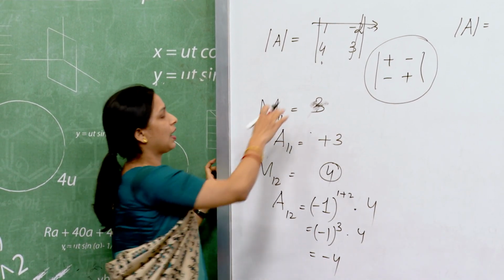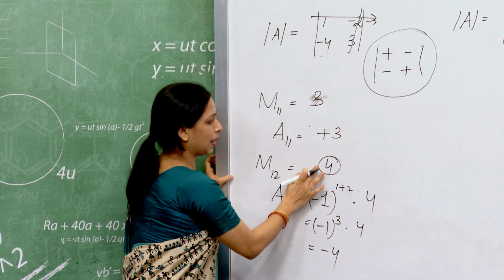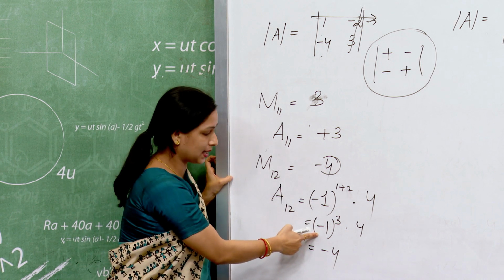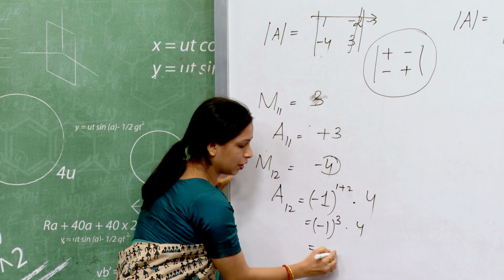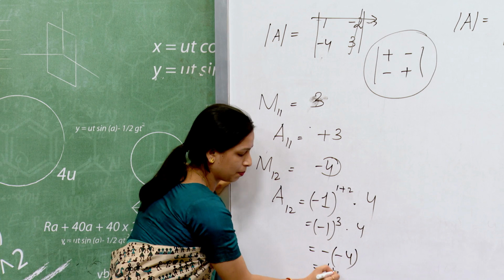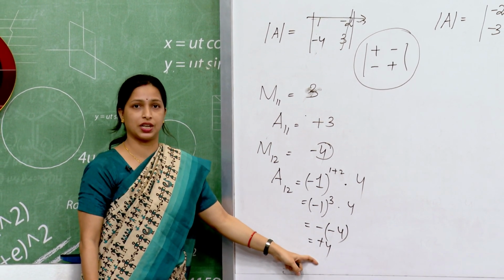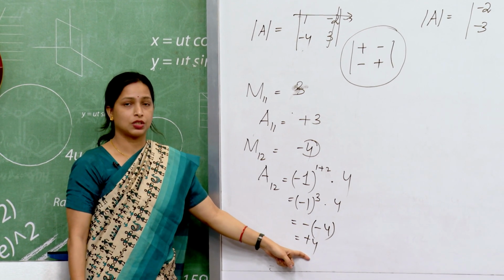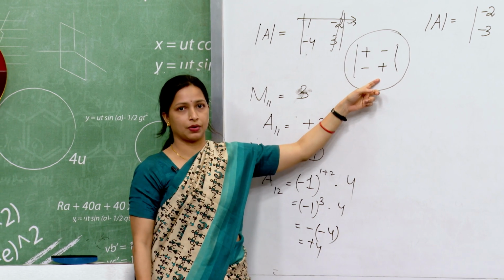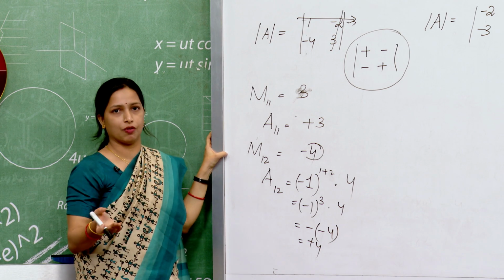Now, remember, if the minor had been minus 4, but the cofactor sign says minus, so now it will turn to minus into minus 4, which is plus 4. So, the minor was minus 4, but the cofactor has changed its sign to plus 4. That is why we must remember the positional signs of the elements, right. So, first we need to find out the minors and then the cofactors, right.